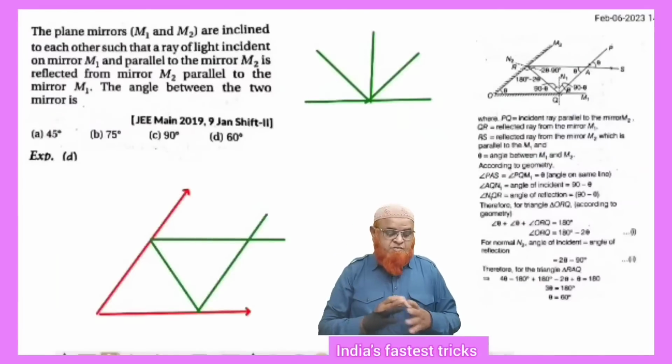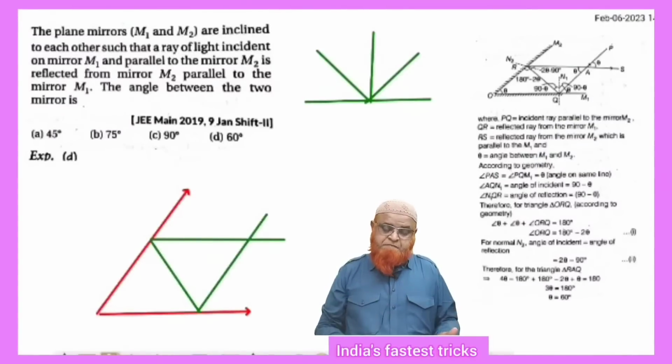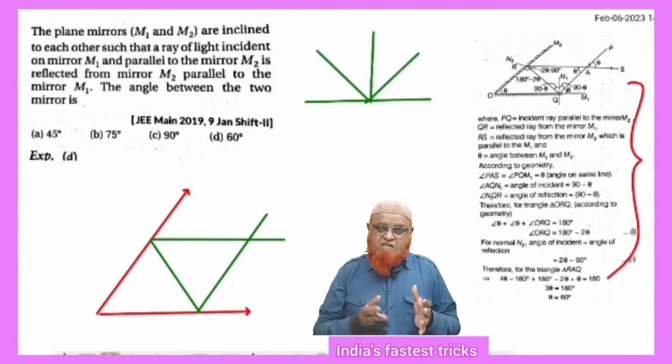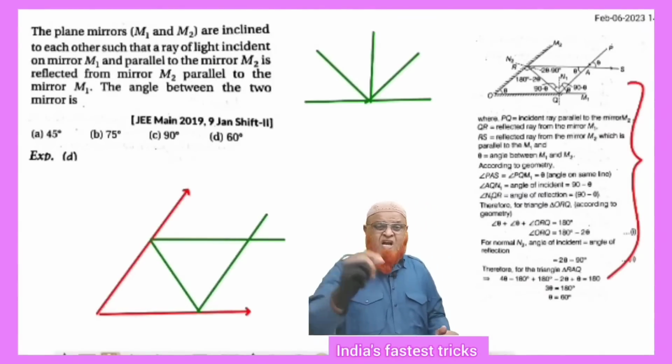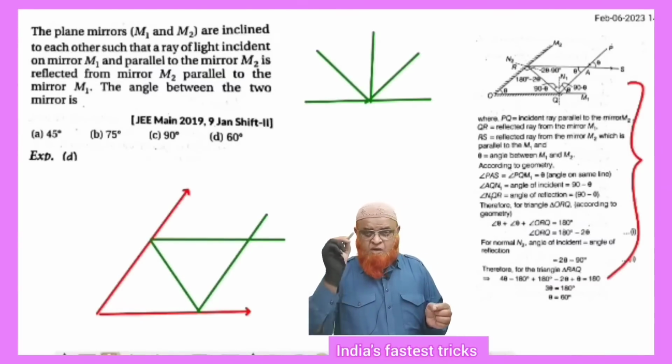Dear students, today I am going to solve this problem related to ray optics, the reflection concept. You can see the lengthy method given in the books. How can you avoid this lengthy method and bypass it with the shortcut method so that you will be the fastest student in India? Then you have to learn a small concept here. How can you solve this problem in a fraction of a second without even holding this pen?